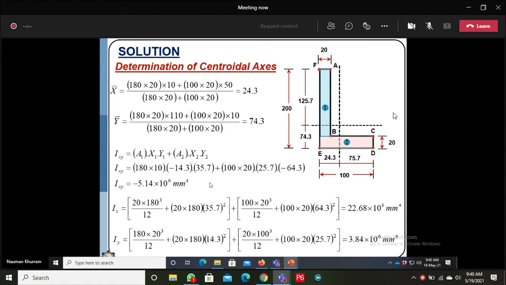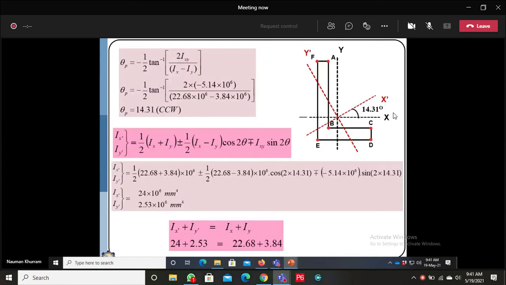So we can determine the orientation of the principal axis by the already derived equation. We have this equation for theta p, which we derived in our earlier lecture: minus half tangent inverse of 2 times the product moment of inertia divided by Ix minus Iy.